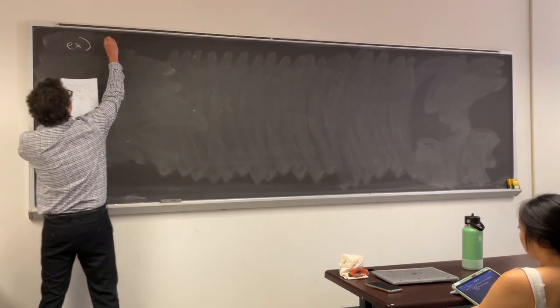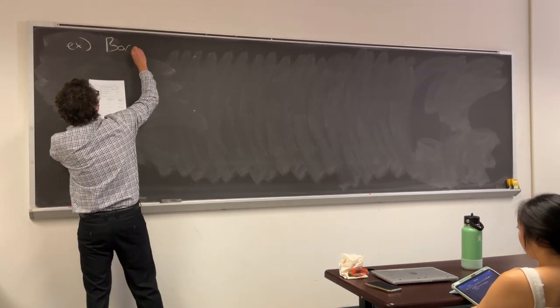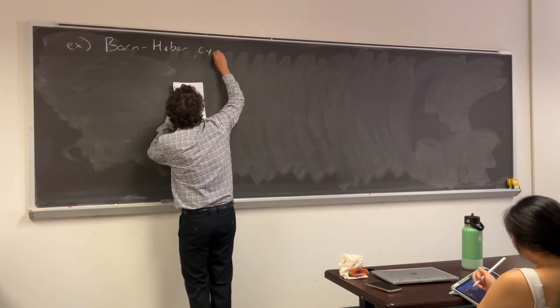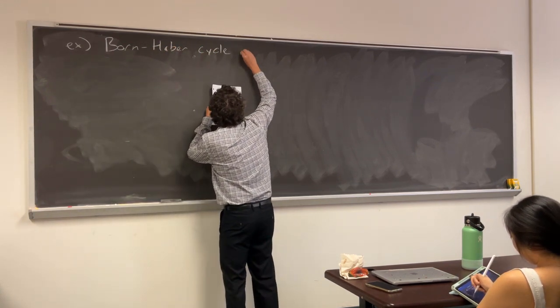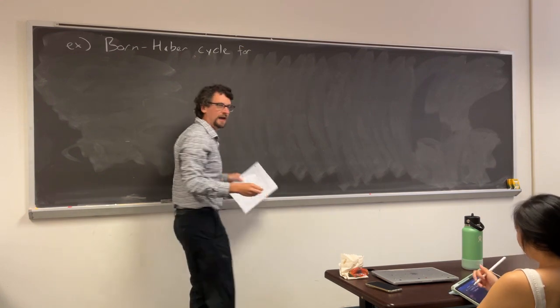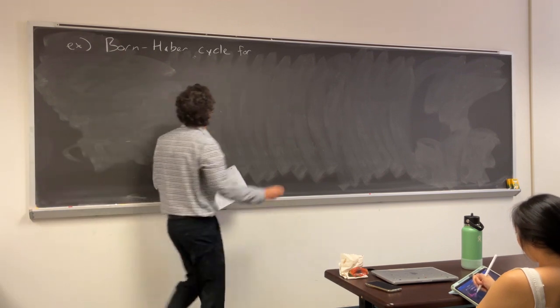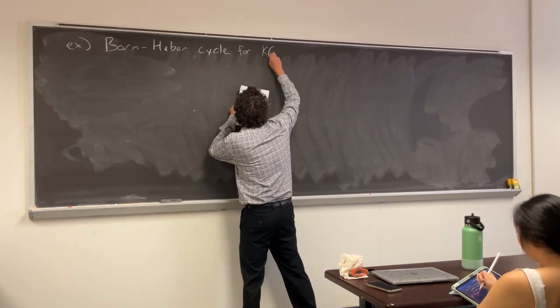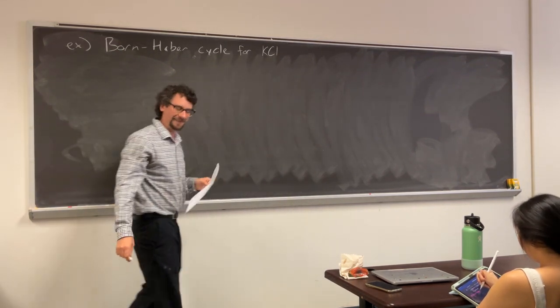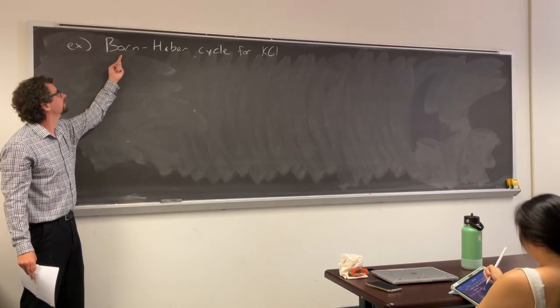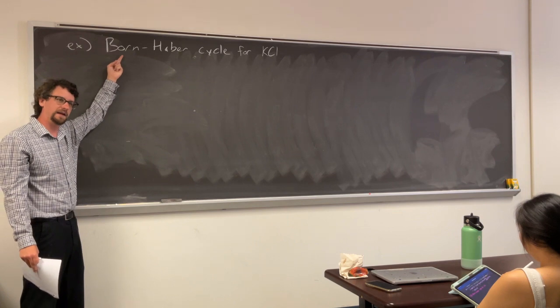So as the example, we're going to look at the Born-Haber cycle. Or not the most common ionic compound, sodium chloride. We're going to look at potassium chloride. Big difference, right? Okay. A lot of people watched Oppenheimer.